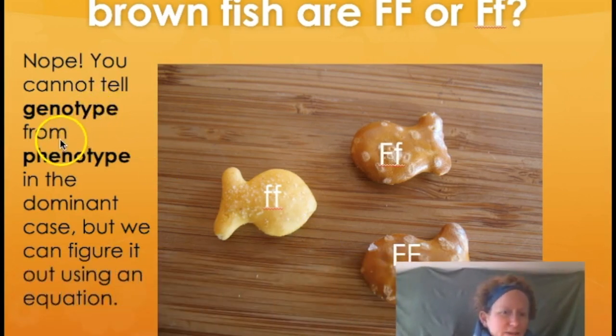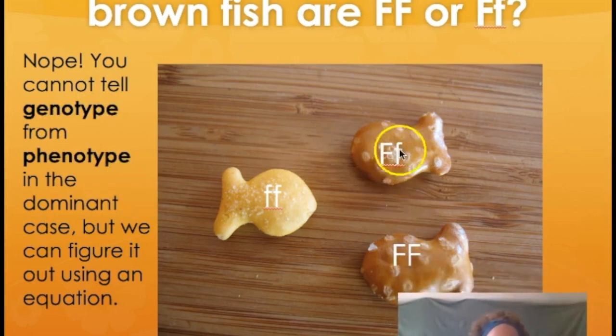You cannot tell the genotype from the phenotype in the dominant case. In other words, you can't tell what genes or alleles the fish has if it's a brown phenotype. But you can figure it out using an equation, and you can figure it out in the gold phenotype. You can see gold and you know there's only 1 option for gold, so you do know the genotype here.